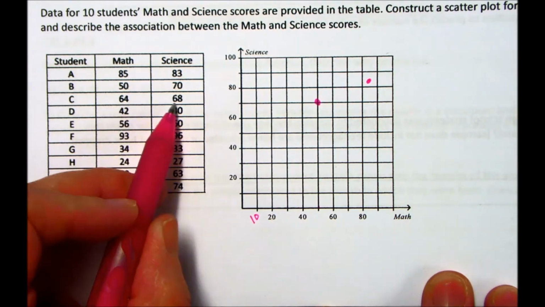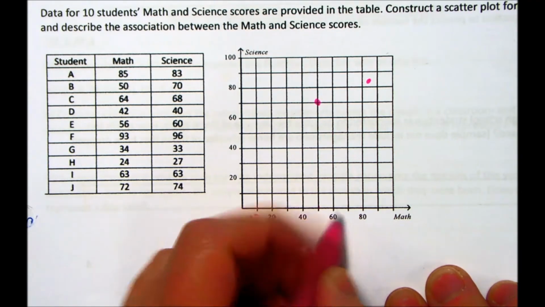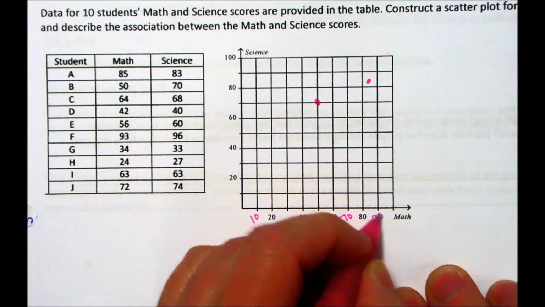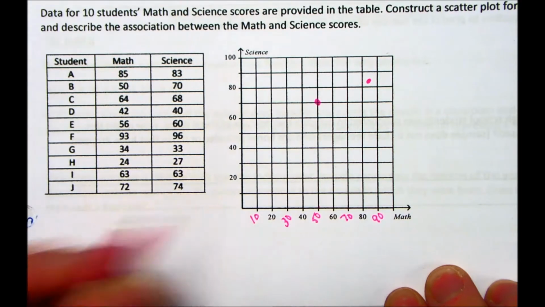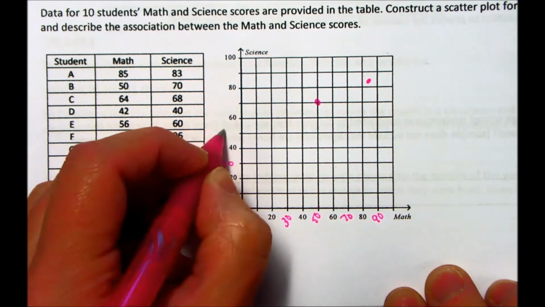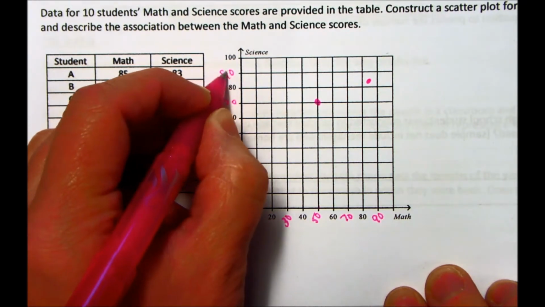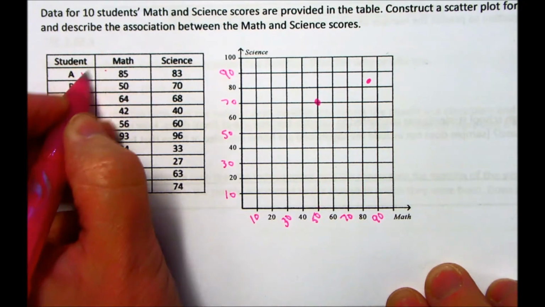The next one, 64, 68. So 64, again, this is 70. Sometimes it helps if you put those numbers in just to remind you that these are going up by tens, and that's 50, and that's 30. Same thing here, your y-axis, these are basically going up by tens also. All right, so I graphed the first 2 points.